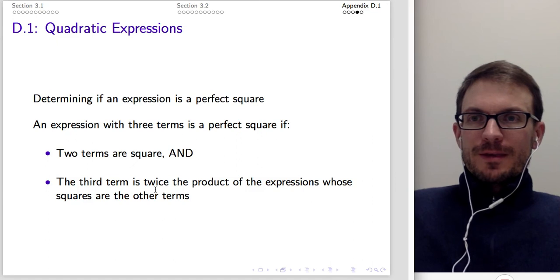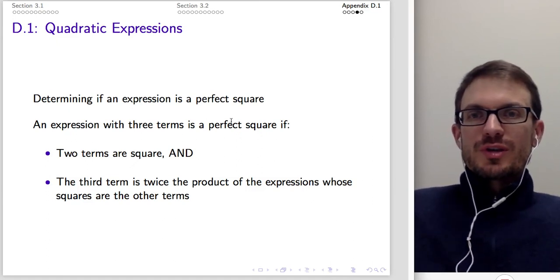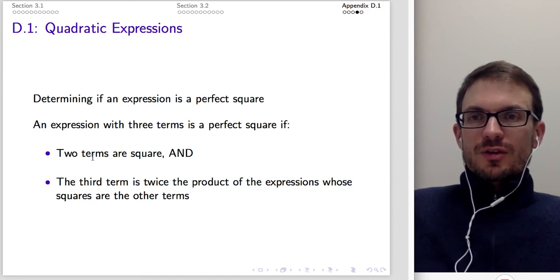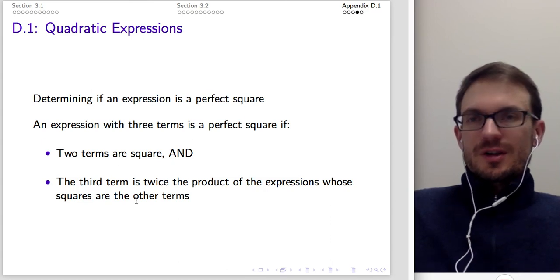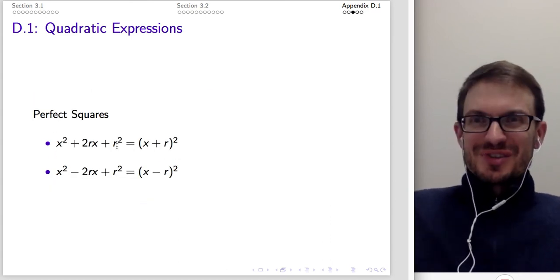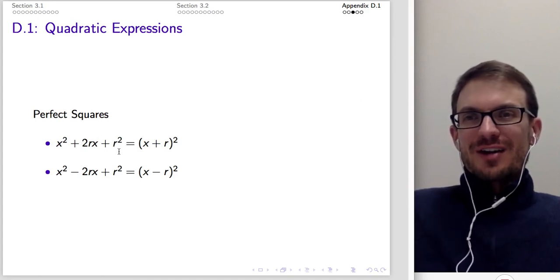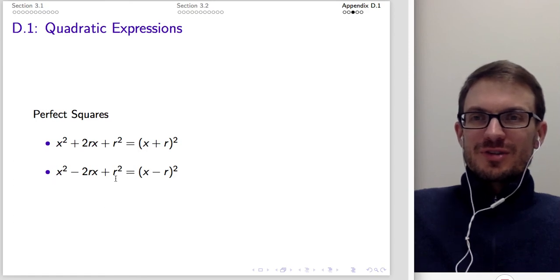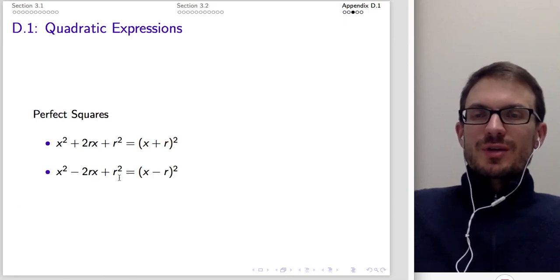Okay, how do we determine if an expression is a perfect square? Well, an expression with 3 terms is a perfect square if two terms are squares, the first and last term, and the third term is twice the product of the expressions whose squares are the other terms. All right, so let's go back to this. These terms are squares, and the other term is twice the product of x and r. And if you see this, then we know that we've got a perfect square.